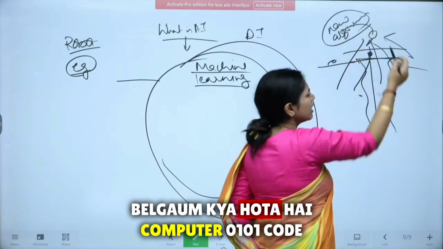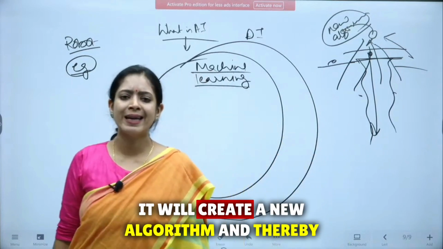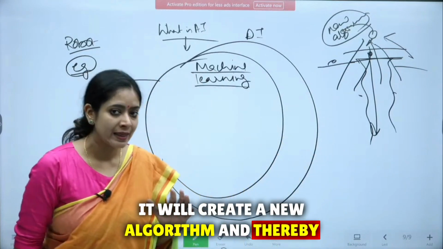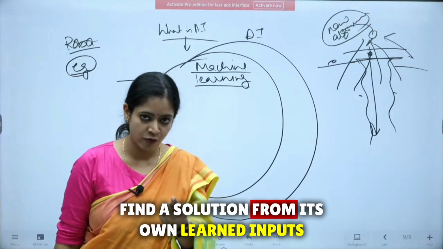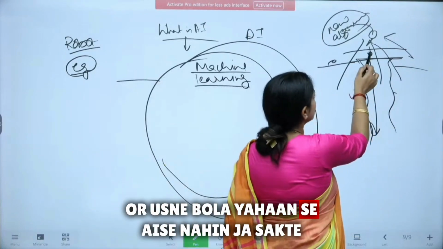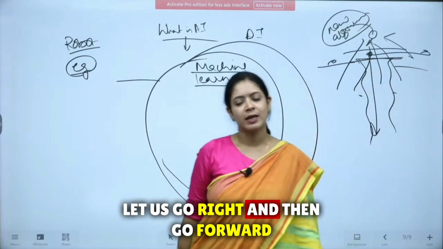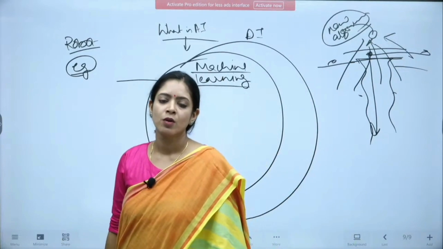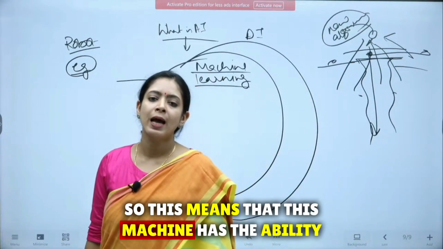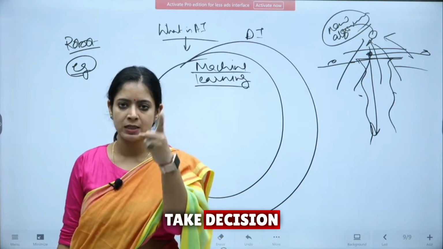Now what is an algorithm? Computer 0101 code, right? It will create a new algorithm and thereby find a solution from its own learned inputs. And it said we cannot go from here like this, let us go right and then go forward. So this means that this machine has the ability to learn from the external environment and take decisions.